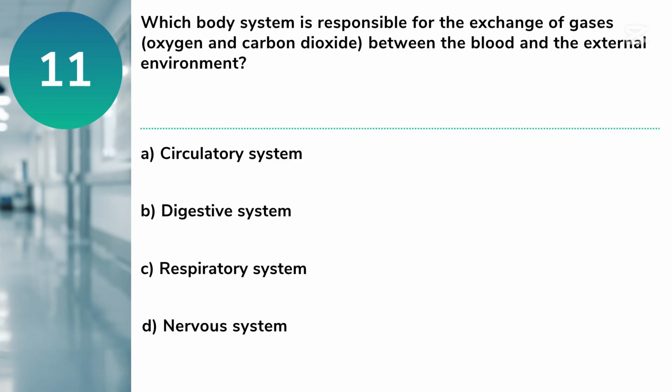Question 11. Which body system is responsible for the exchange of gases, oxygen and carbon dioxide, between the blood and the external environment? A. Circulatory system. B. Digestive system. C. Respiratory system. D. Nervous system.